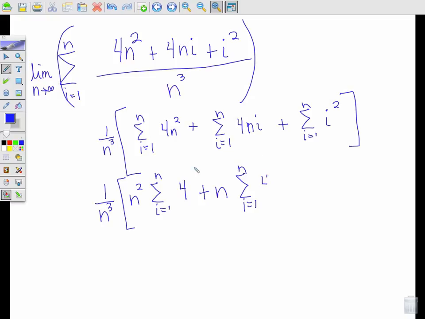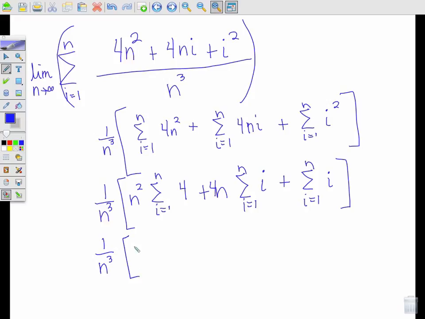So that would be... I can pull the 4 with it. So that's just going to be of I. Come back and rewrite that. I'm pulling the 4 and the n with the coefficient here. And then plus, I can just leave this as the summation that i goes from 1 to n of i squared. Now I'm going to go ahead and eliminate my summations.